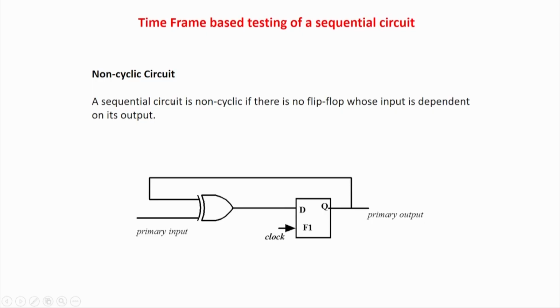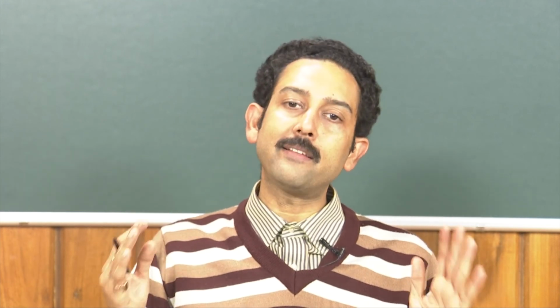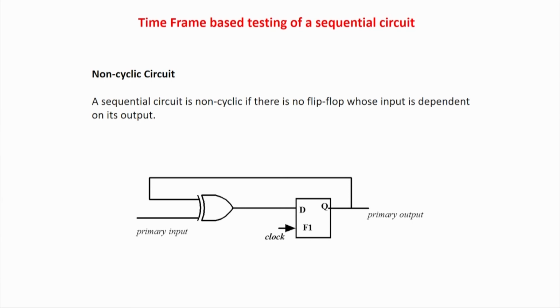So this is a non-cyclic circuit. One very important thing is a cyclic flip flop. That means the input of this flip flop again depends on the output. So a sequential circuit is non-cyclic if there is no flip flop whose input is dependent on its own output. If such a flip flop is there, it may not be controlled. There are many cases where they can be controlled, but there is a possibility that if there is a flip flop which is cyclic, it may not be controllable. But the other story is, if the circuit is free of cycles, that is, all the flip flops are non-cyclic, then they are always controllable.